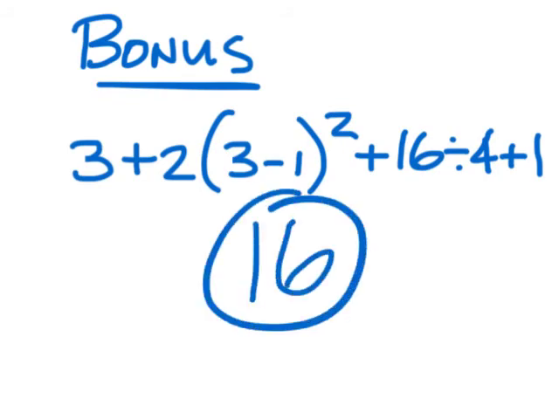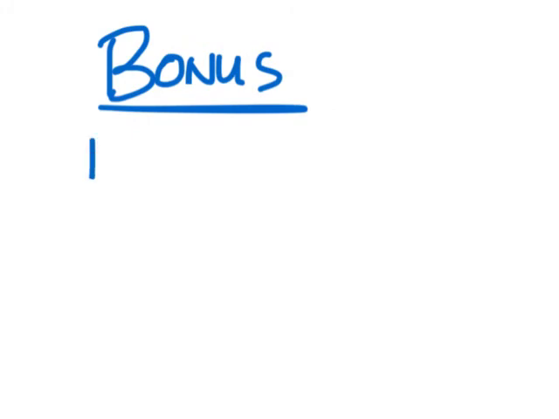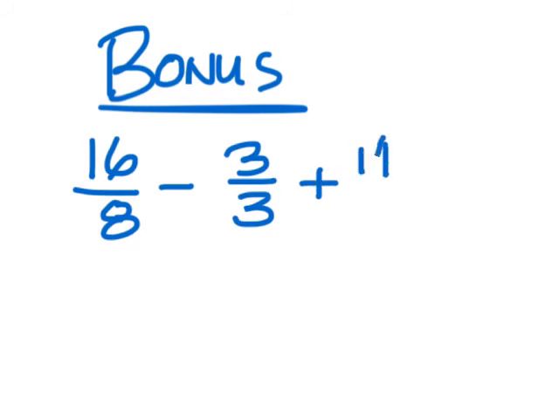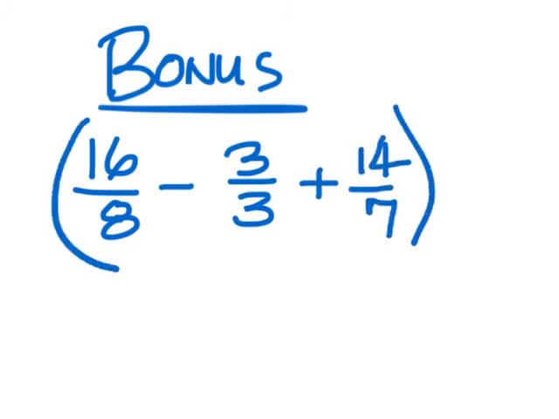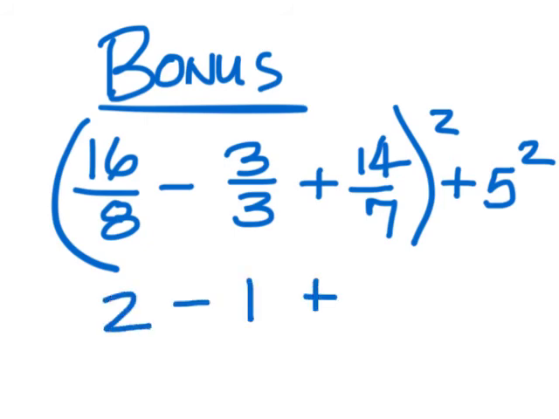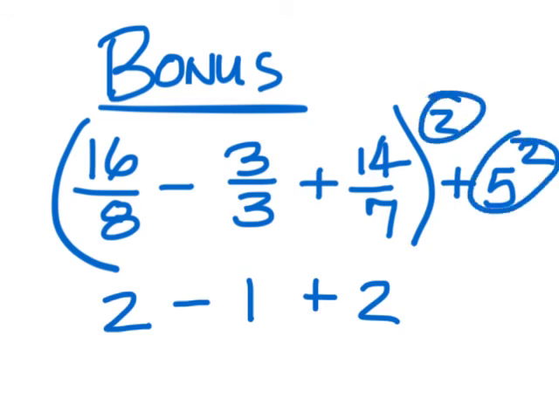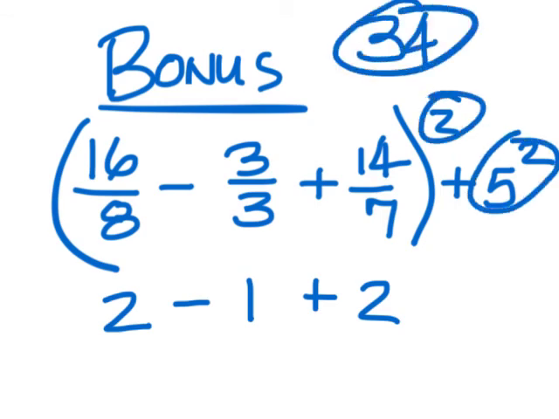Answer for the bonus is 16. Bonus problem number 2. Should be. These you don't have to find common denominators on because 16 over 8 is 2. 3 over 3 is 1, and 14 over 7 is 2. They divide out evenly. So 2 minus 1 is 1, plus 2 is 3. 3 squared is 9, plus 25 is 34.